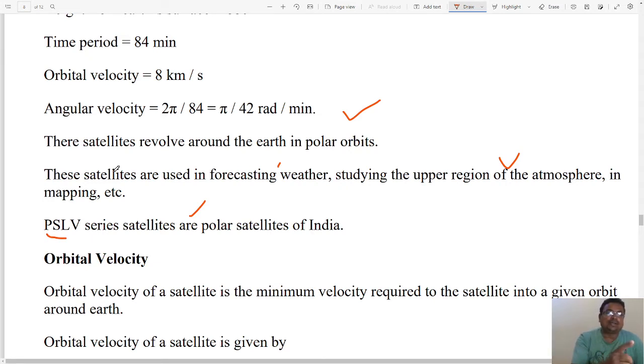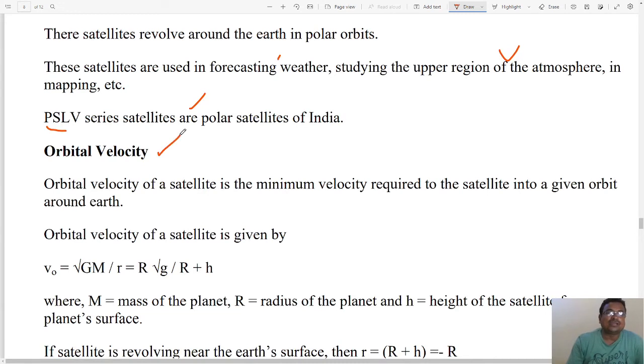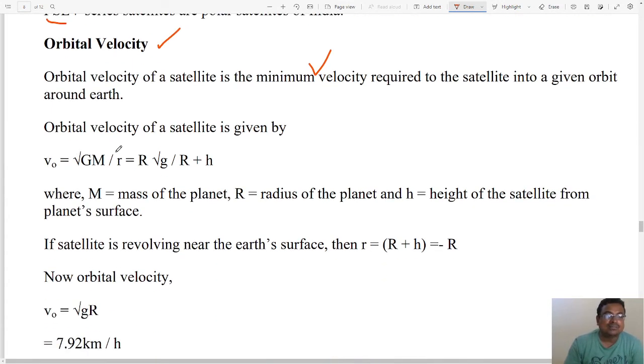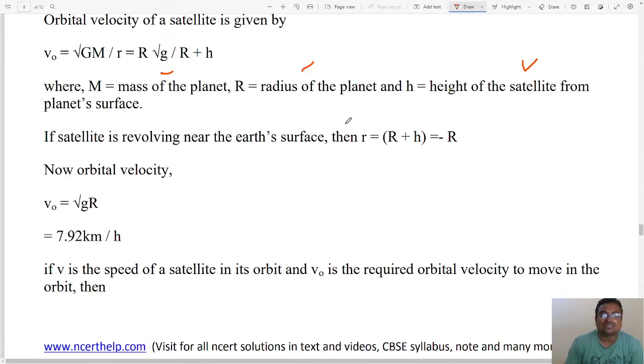When a satellite is sent into the orbit, it moves in a circle. The velocity of a satellite in a circular path is called orbital velocity. Orbital velocity of a satellite is the minimum velocity required to put the satellite into orbit around the Earth. It is written as V naught equals square root of GM by r. My dear friends, M is the mass of the planet, r is the radius of the planet plus the height of the satellite. If the satellite is revolving near the Earth's surface, this formula we have to use.